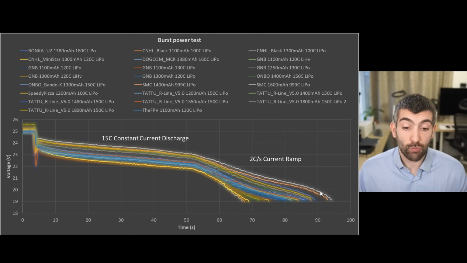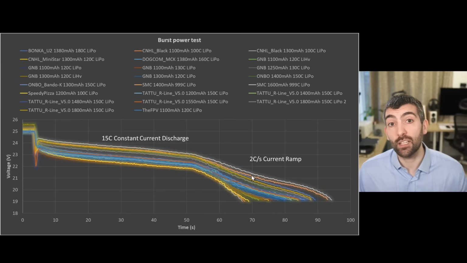The easy way to read this chart is the packs that last the longest deliver the highest effective C rate. So we can see that both the SMC 1400 and 1600 packs here last by far the longest, much longer than any other pack, even the Bonker, and so are delivering a higher effective C rate.